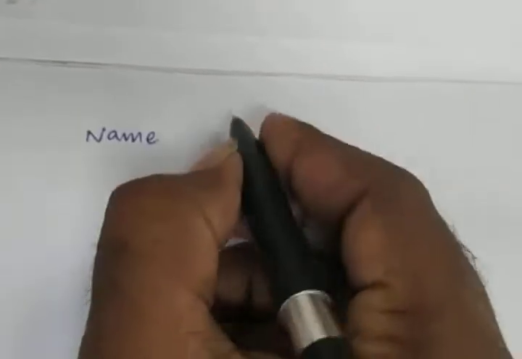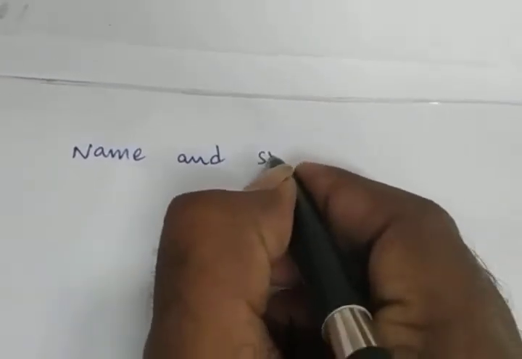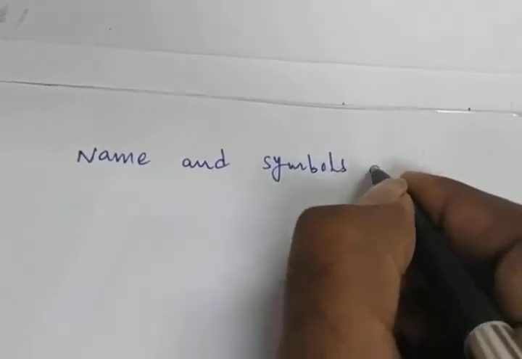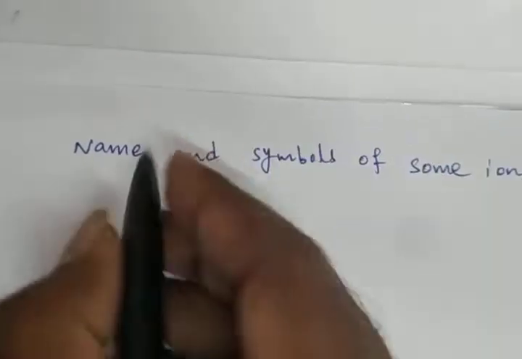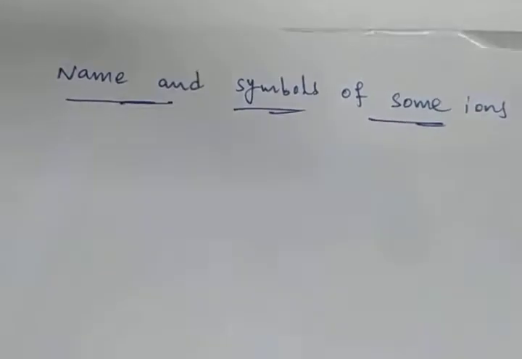How can we write the chemical formula? Some rules are also there. I will explain those rules also, but just observe. It is very important: you have to learn by heart valency, name of ion and symbols. Name and symbols of some ions.